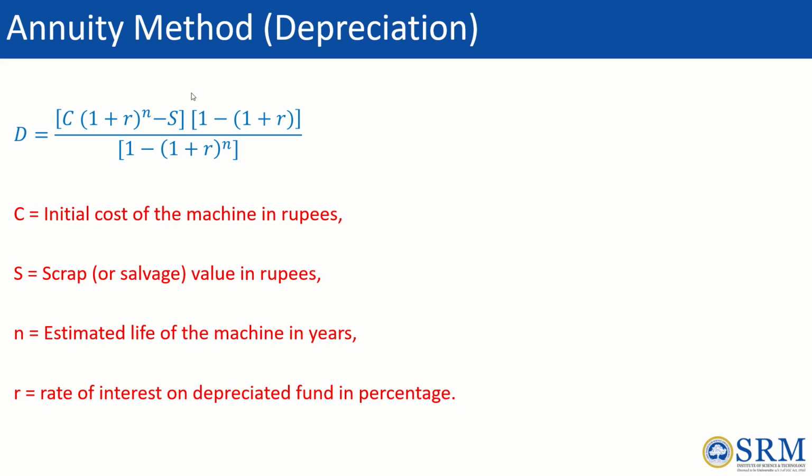So accordingly, the depreciation of the annuity method can be calculated by using this formula: D is equal to C into (1 plus R) power N minus S, into (1 minus (1 plus R)) divided by (1 minus (1 plus R) power N), where C is the initial cost, S is the scrap, N is the estimated life of the machine, and R is the rate of interest on the depreciation fund in percentage.